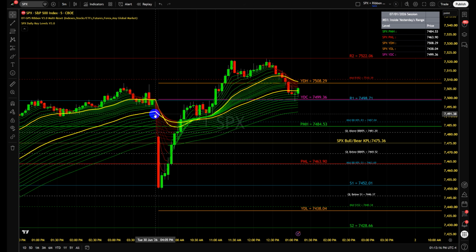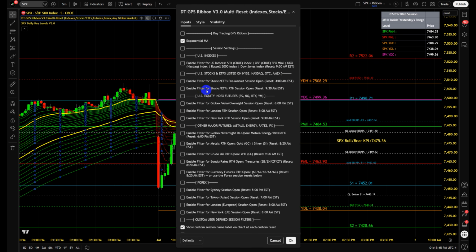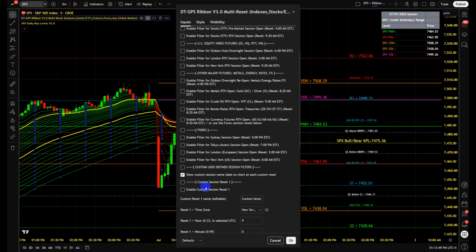Globex Open every day because there is a period between 5 p.m. Eastern and 6 p.m. Eastern where the market is closed. And a lot of times there are things that happen after the 4 p.m. close with earnings coming out or other news. And there could be a significant gap up or gap down to start the 6 p.m. Globex overnight session. So same thing with the reset there. That's why this ribbon indicator, our newest version, has resets for all different asset types.